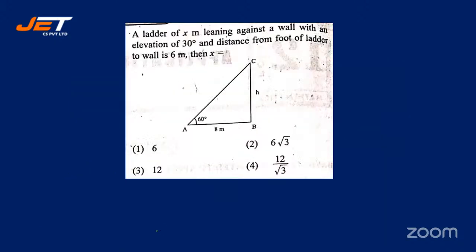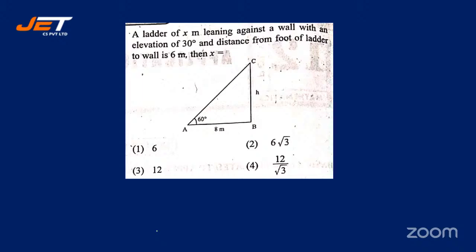See the next question. A ladder of x meter leaning against a wall with an elevation of 30 degrees and distance from foot of ladder to wall is 6 meter. Then x is equal to, right? So let me tell you the question again. A ladder of x meter leaning against a wall with an elevation of 30 degrees and distance from foot of the ladder to the wall is 6 meter.